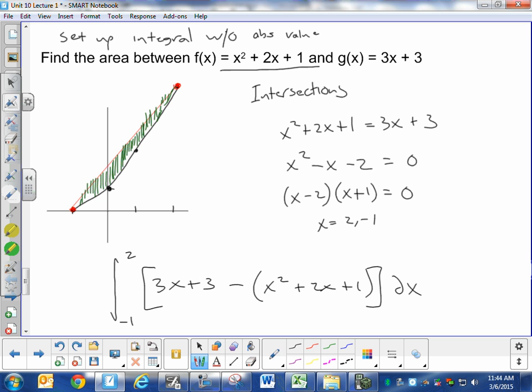When will we have to go from 2 to negative 1? So from right to left? Not here. Not now. Because we always want to make sure we have a positive area between the two curves. So we'll always go left to right. We'll always do top minus bottom.